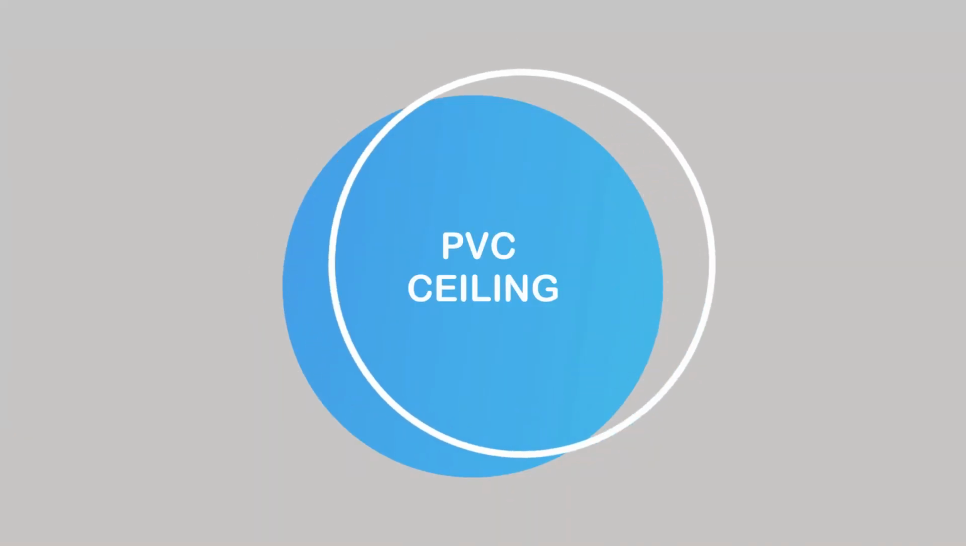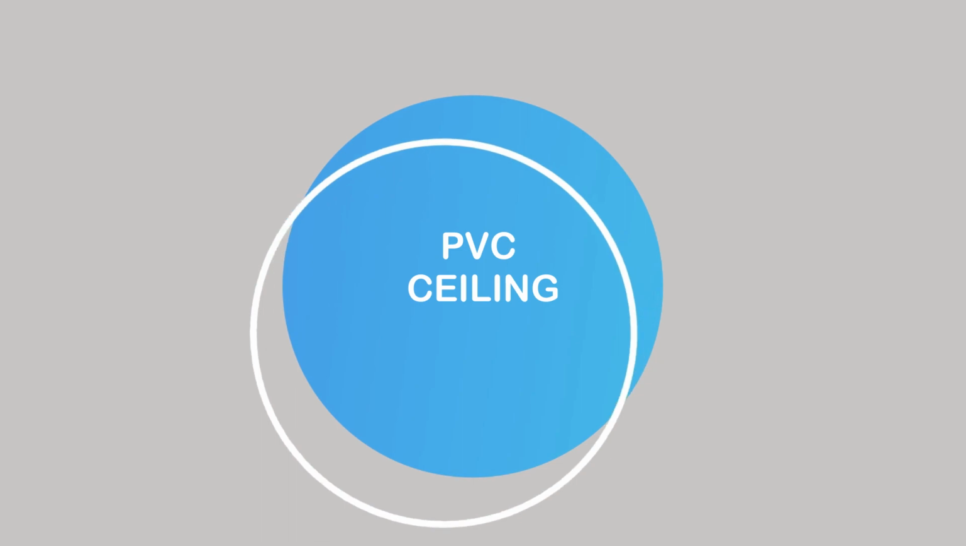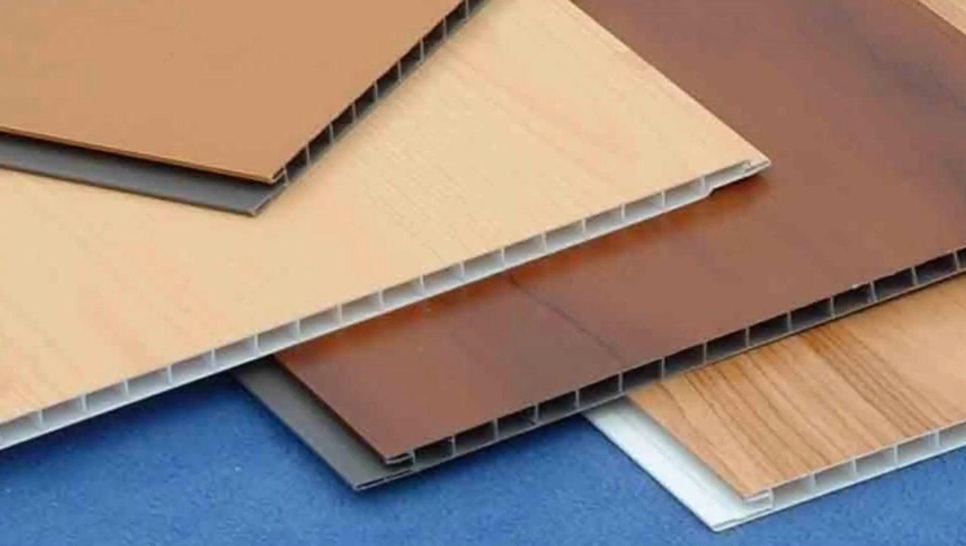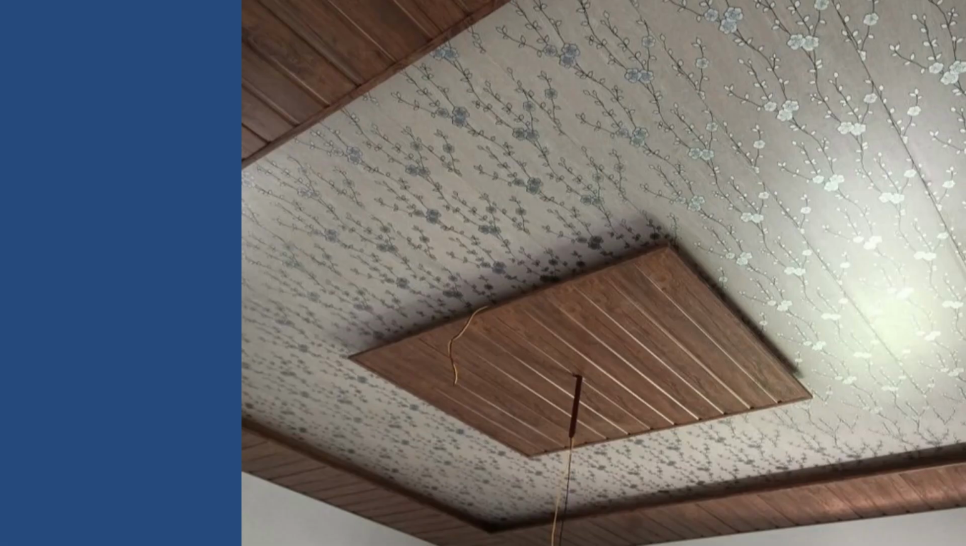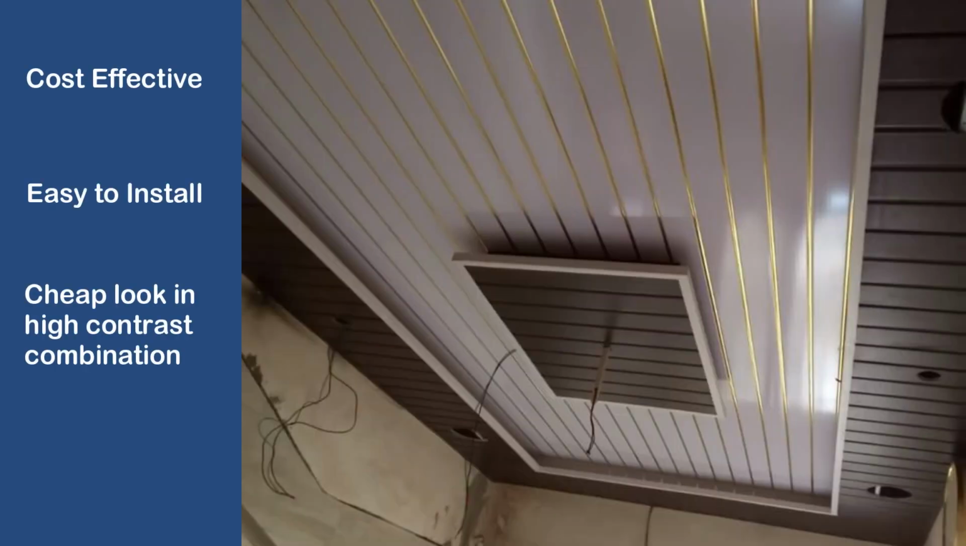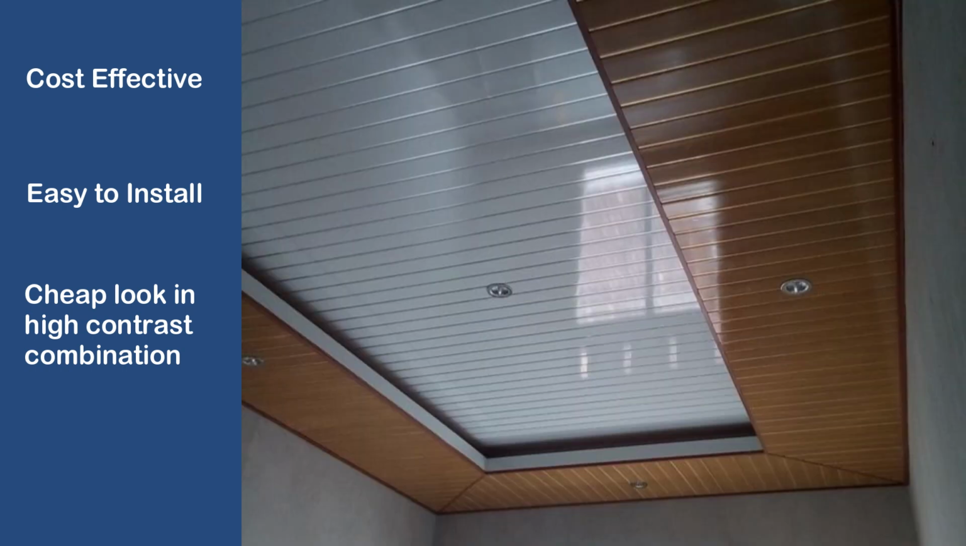PVC ceiling. This is comparatively a new type of ceiling, made of PVC planks. It comes in various colors and textures. Very cost-effective and easy to install, but sometimes gives a very cheap look if applied in a very high contrast combination. Normally used in cheap commercial spaces, or in makeshift offices.